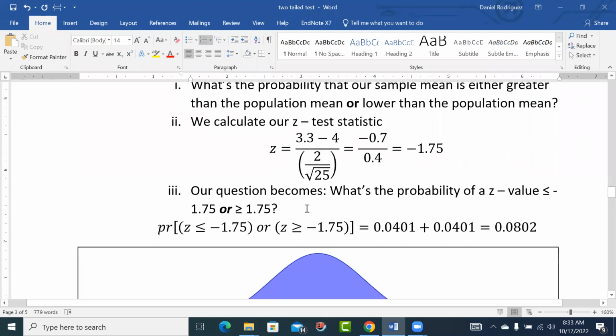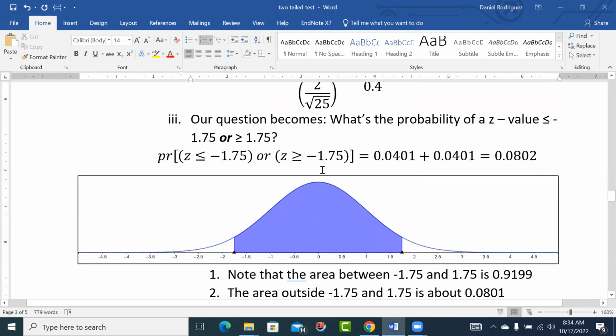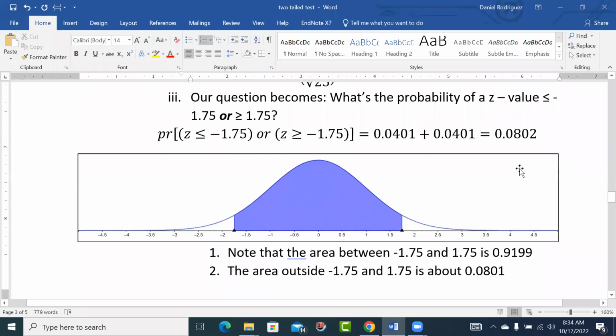So even though we find something that's negative, we can't change things after the fact. Once we stated our hypothesis, it is what it is. So that's the probability that Z is less than or equal to negative 1.75 or Z is greater than or equal to positive 1.75. And we add these two together, right? Because that or means add. So it means we're looking at this area here or this area right here on the outside of the purple, right? And that equals 0.0802.